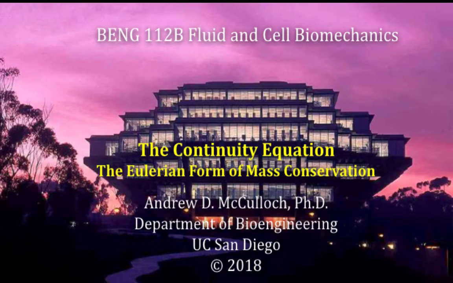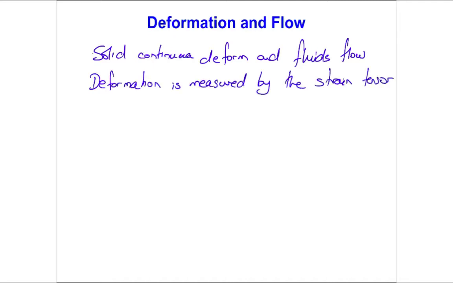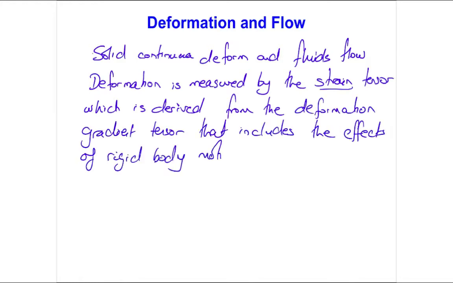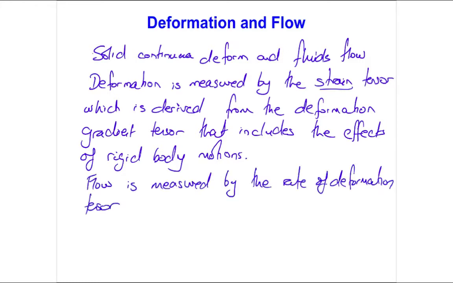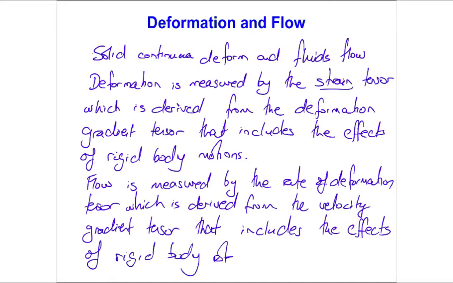Today we'll derive the continuity equation, which is the Eulerian form of mass conservation, but first we'll review a few key concepts from kinematics. Solids deform and fluids flow. Deformation is measured by the strain tensor, which is derived from the deformation gradient tensor that includes the effects of rigid body rotations. Similarly, flow is measured by the rate of deformation or rate of strain tensor, which is derived from the velocity gradient tensor that includes the effects of rigid body rotations or spins.